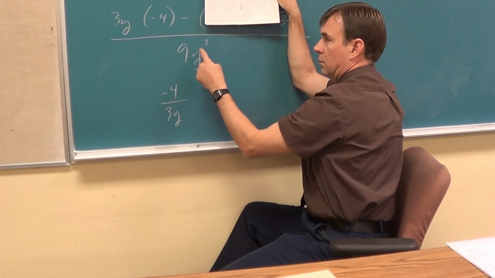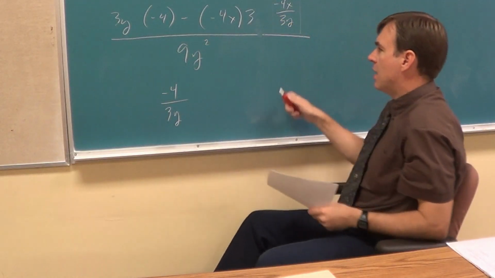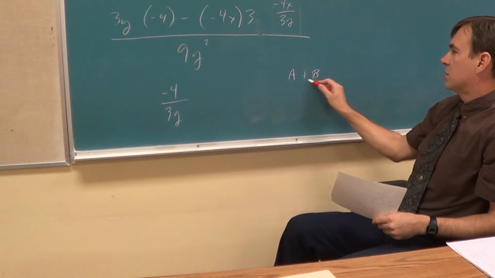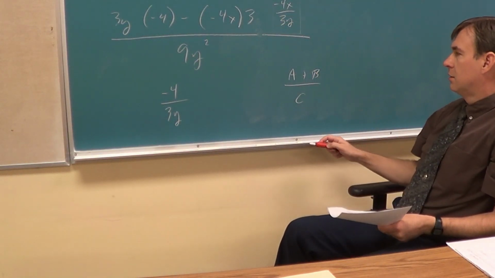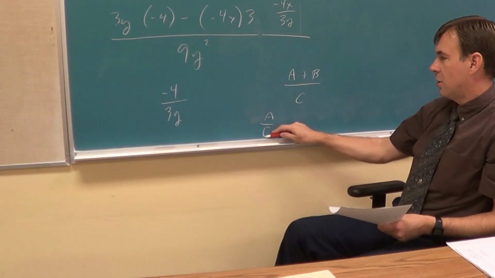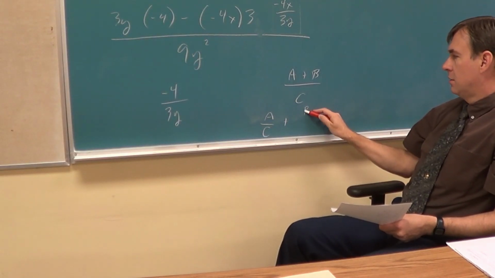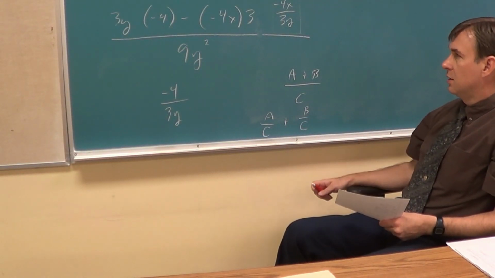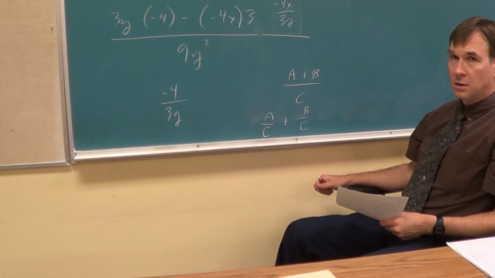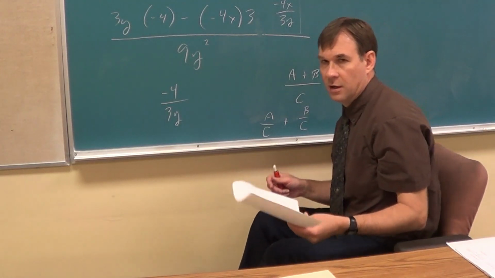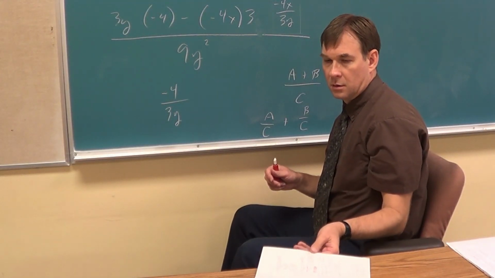Why does that happen? Anytime you have something like a plus b over c, you're pretty much always going to want to make that a over c plus b over c and try to just break that down.